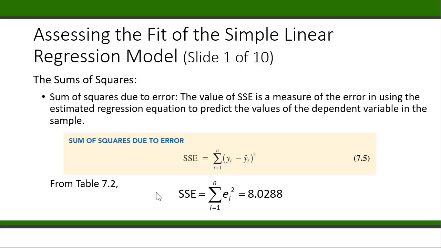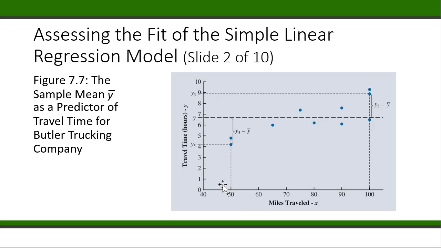So the first thing you want to look at is your SSE, or the sum of squares due to error. Again, that's just subtracting the predicted value of y from your actual y, squaring it, summing that for each one of your observations. And we saw from the previous video, and if you're looking in your book, that SSE was 8.0288. So what we're looking at is trying to see what's the fit of this linear regression model.